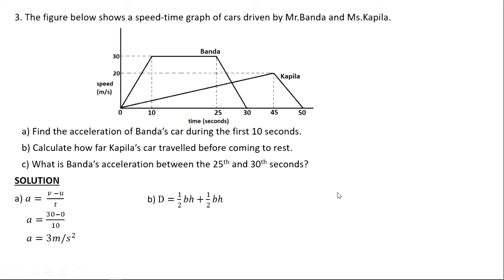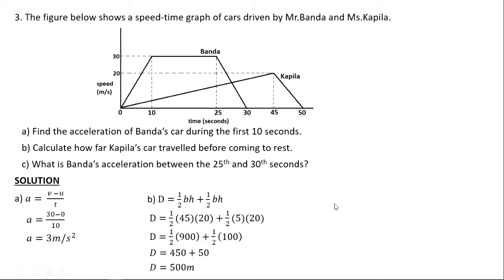So we'll substitute. 45 times 20, 900. 5 times 20, 100. Half times 900 will give us a 450. Half times 100 will give us a 50. Therefore, the distance was 500 meters.